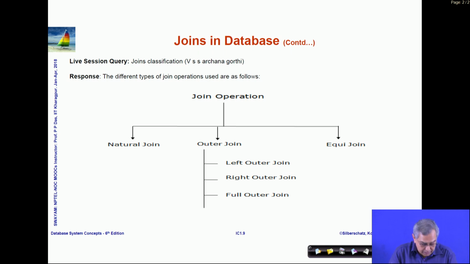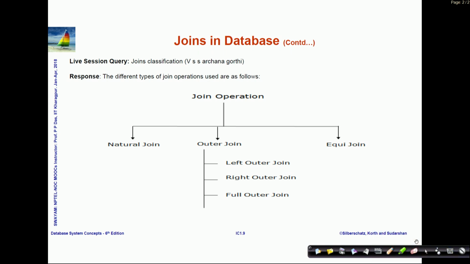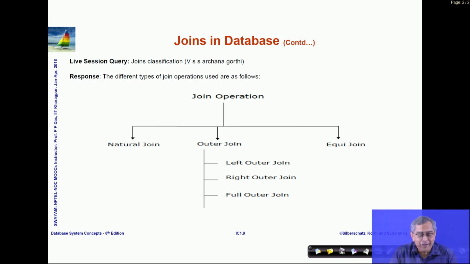Archana Gorthi, you have asked for join classification. I think we have discussed every type of this, in the video and the lecture, and given examples. So, joins could be of multiple types: the outer join, inner join, natural join, the left outer join, right outer join, full outer join, and equijoin when you look for equality of information.